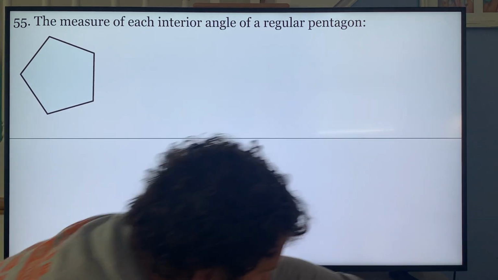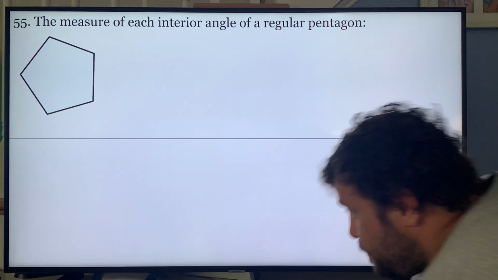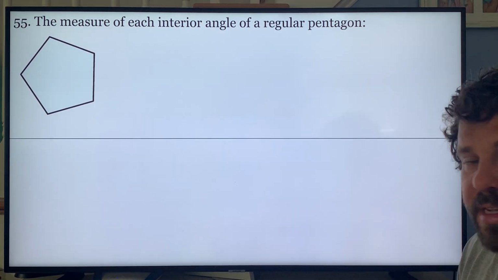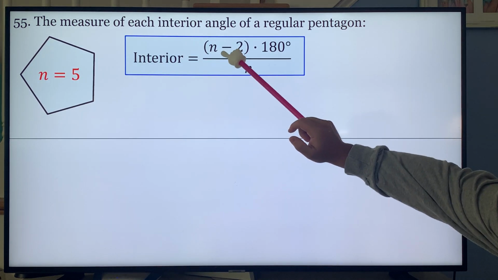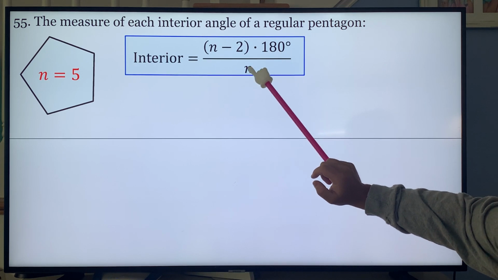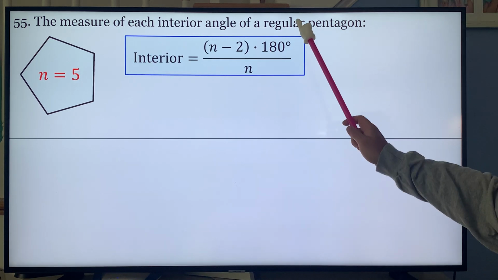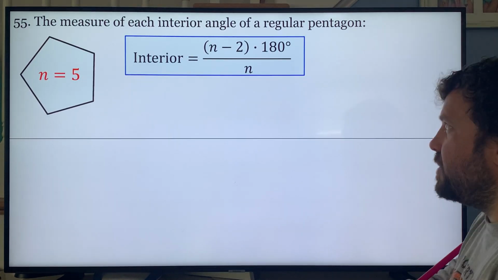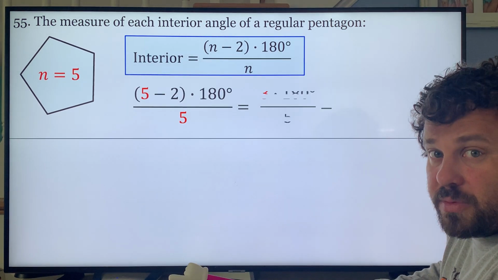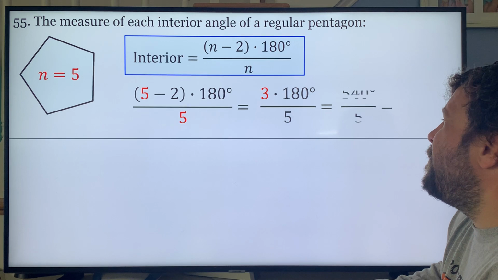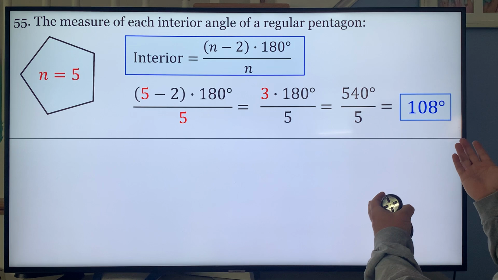All right, next one. Measure of each interior angle of a regular pentagon. So, regular pentagon, first off, has how many sides? 5 sides. We're going to use our formula. Interior angle equals the number of sides minus 2 times 180 divided by the whole number of sides. The reason we're doing this formula is it is a regular pentagon and all the angles are the same. So, 5 minus 2 times 180 divided by 5. 3 times 180 divided by 5. 540 divided by 5. And I think that answer is 108.